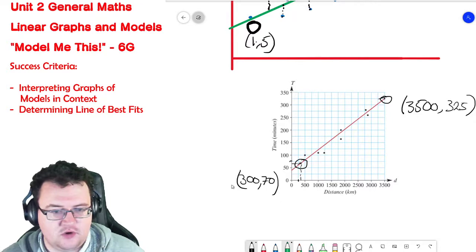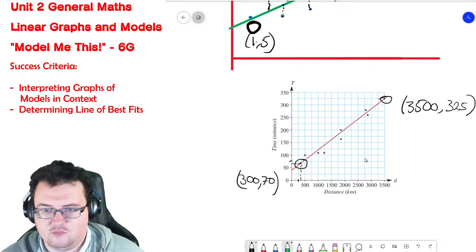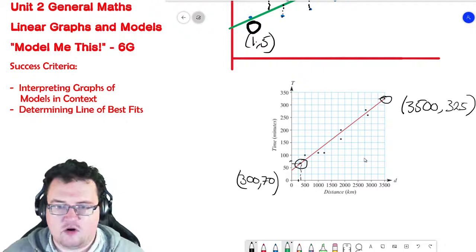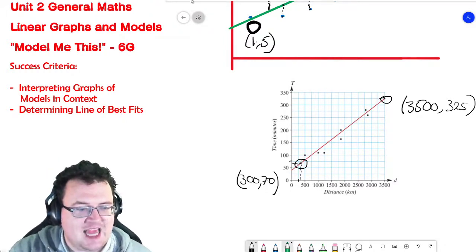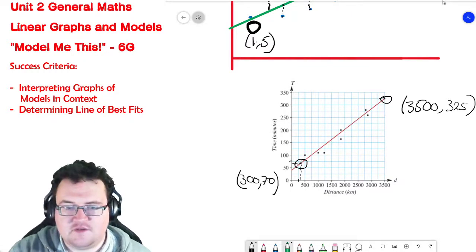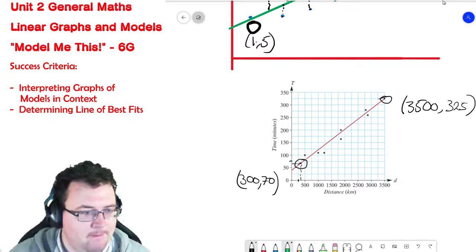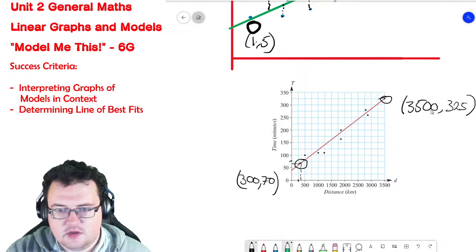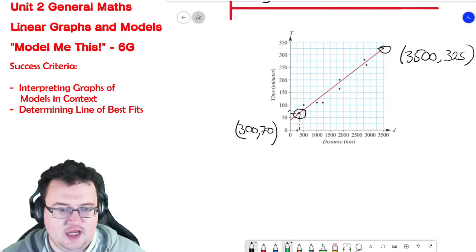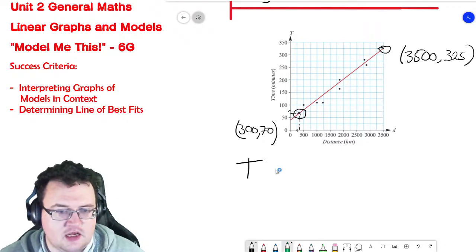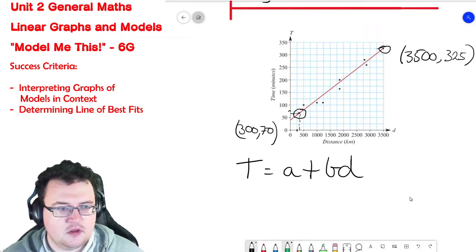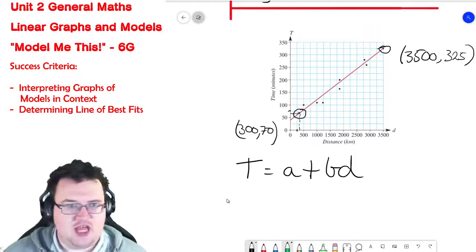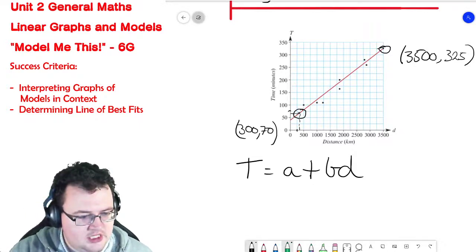From there, what we need to do is actually make our equation. So determine the equation in terms of T and D. Remember, we have to use T, we have to use D. And so our equation is going to be T equals A plus BD. And from that, we'll need to use our CAS. So let's pull up our CAS.